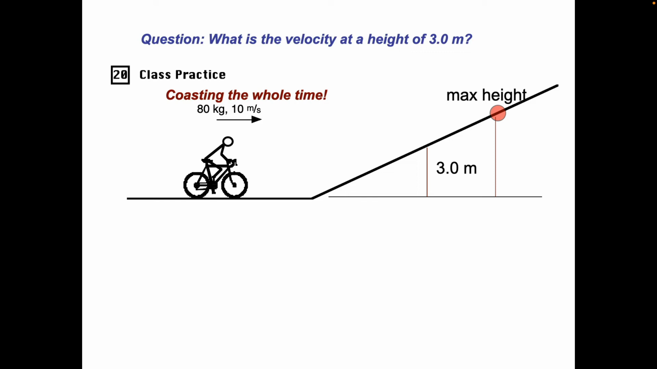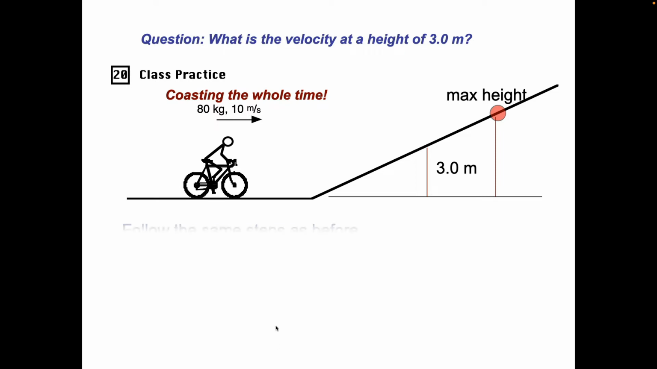This is the second class example problem for conservation of energy in what I'm calling a perfect world. In a perfect world, everything coasts. There's no outside forces like friction or motors or pedaling, and the only force you need to work with right now is gravity. So the question is, what is the velocity at a height of 3 meters?